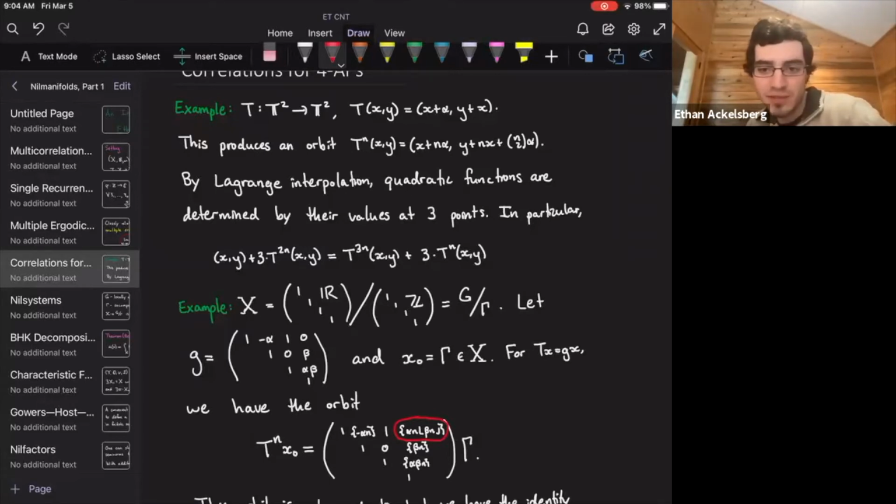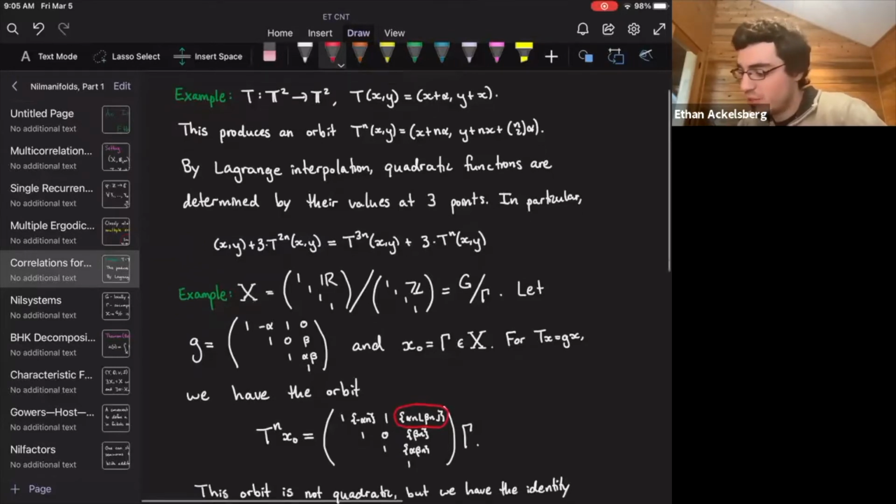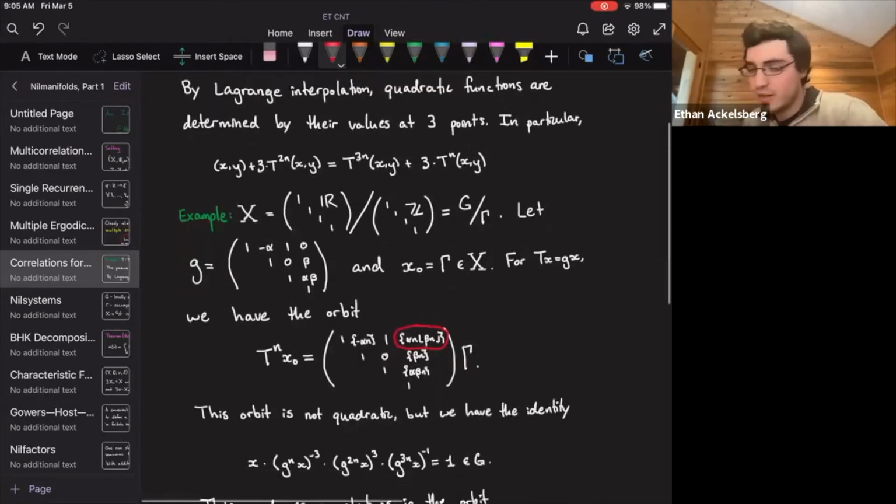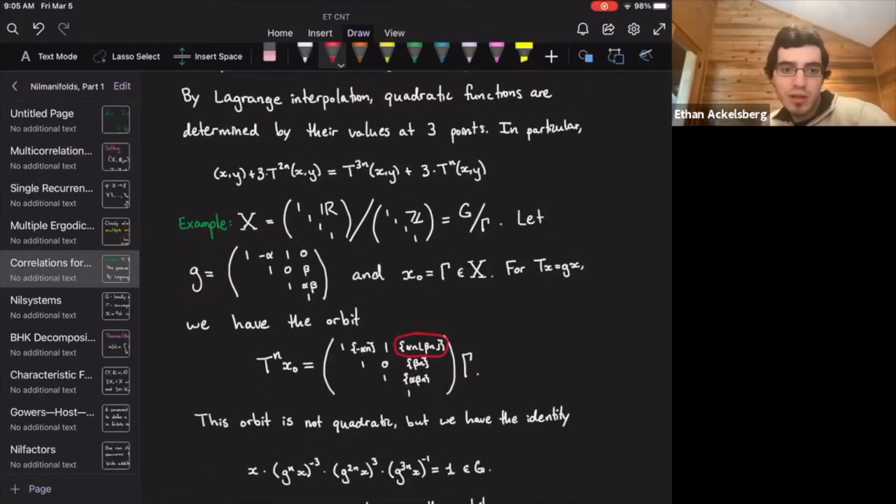So this is some kind of generalized polynomial. It's almost quadratic, but it's not just a quadratic function. And you're not going to be able to get this sort of behavior from such a simple algebraic skew product as the previous example. Okay, but why do we care about this? Well, this is not a quadratic orbit, as I said, but we still have some identity on the level of the group G that looks similar to what we had before.